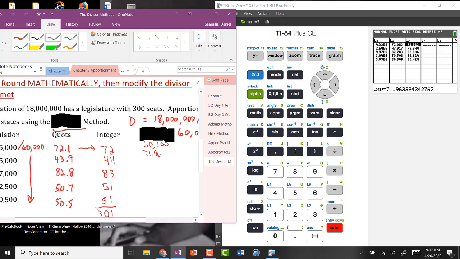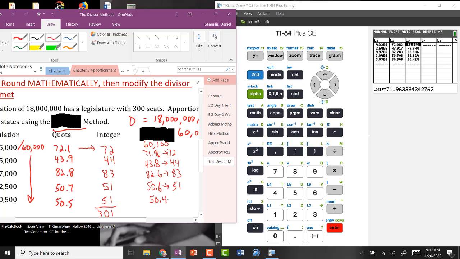71.96 is still 72. 43.8 is still 44. 82.6, because Webster rounds mathematically, is 83. So these three didn't change. 50.6 is 51.